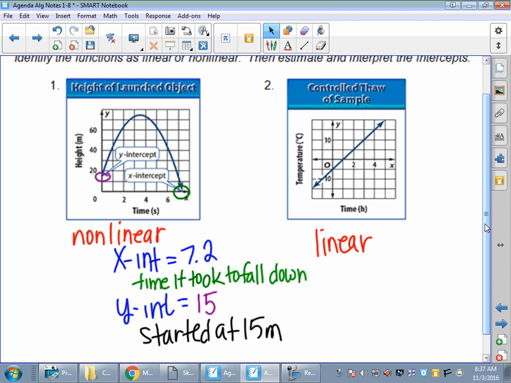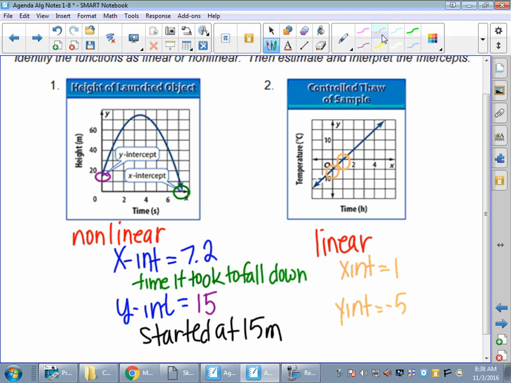Number 2, notice we do have an x and a y-axis. You have to look for them. Look for the arrows if that helps you. So the x-axis, or x-intercept to me looks like it's right there at 1. And the y-intercept is right down there at -5. What do those mean? Controlled thaw of a sample is the title, and the time in hours is the x-axis, and the temperature in degrees Celsius is the y-axis.